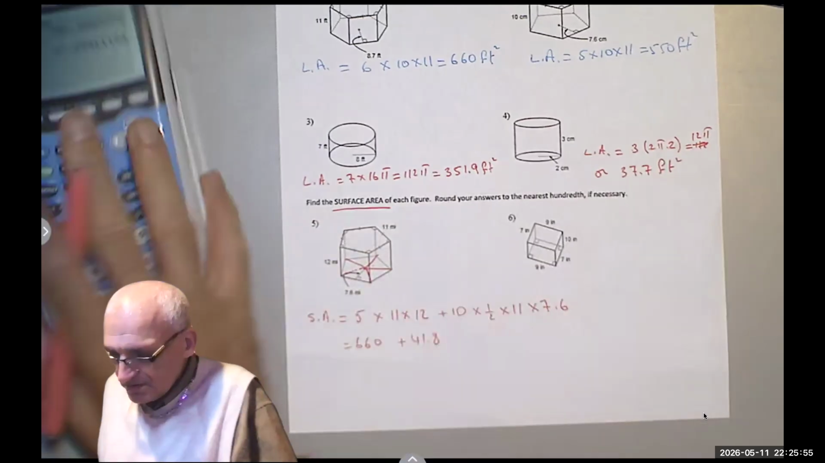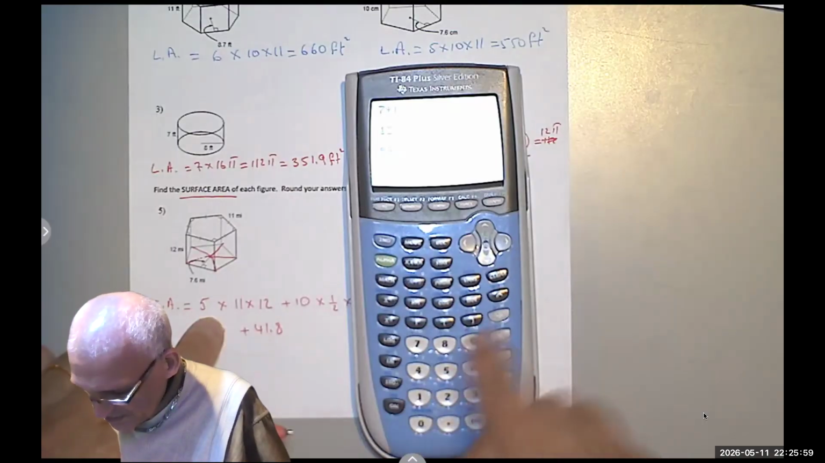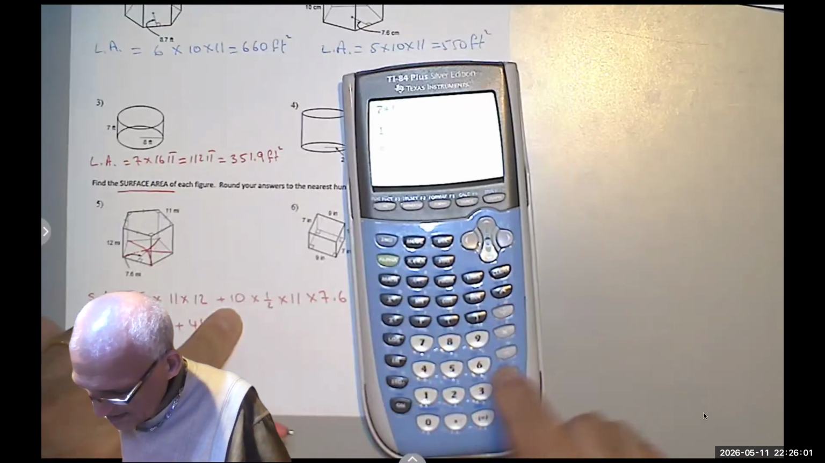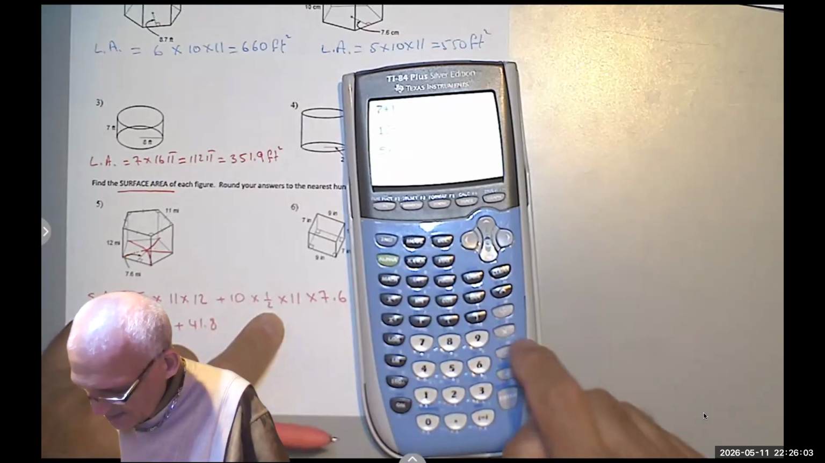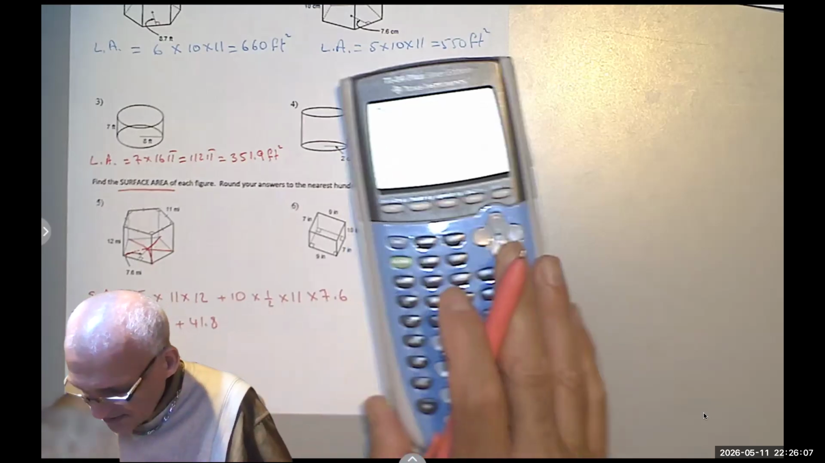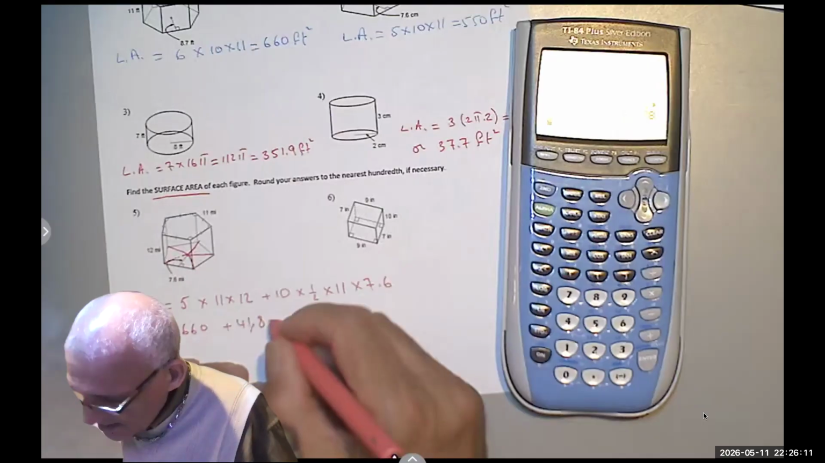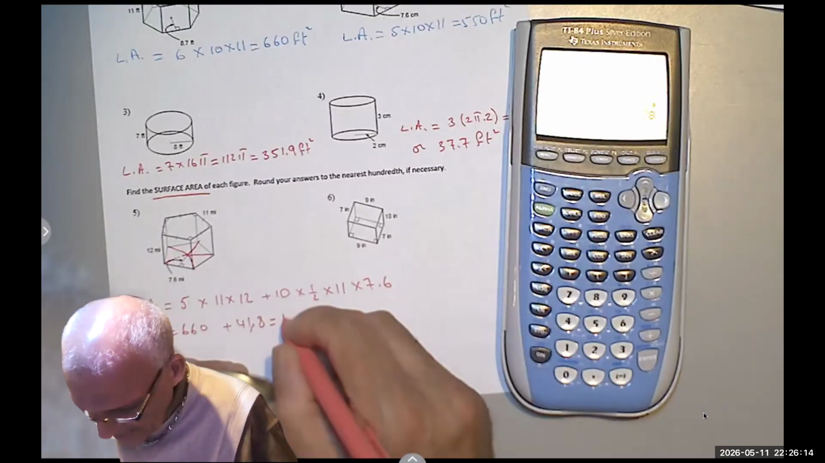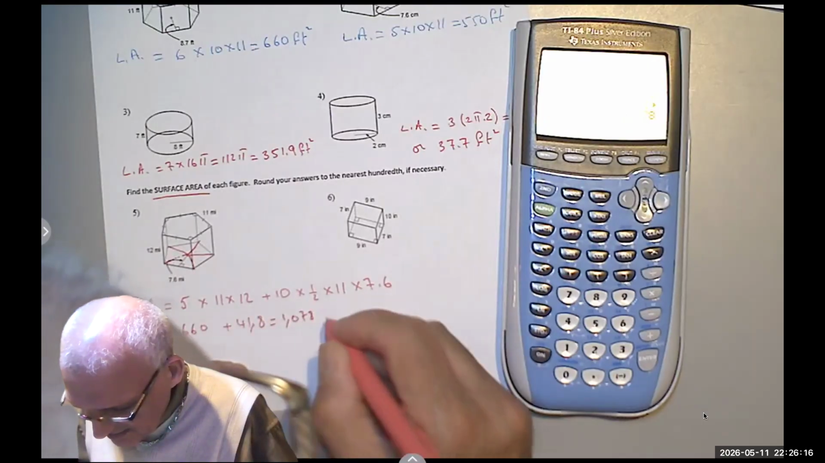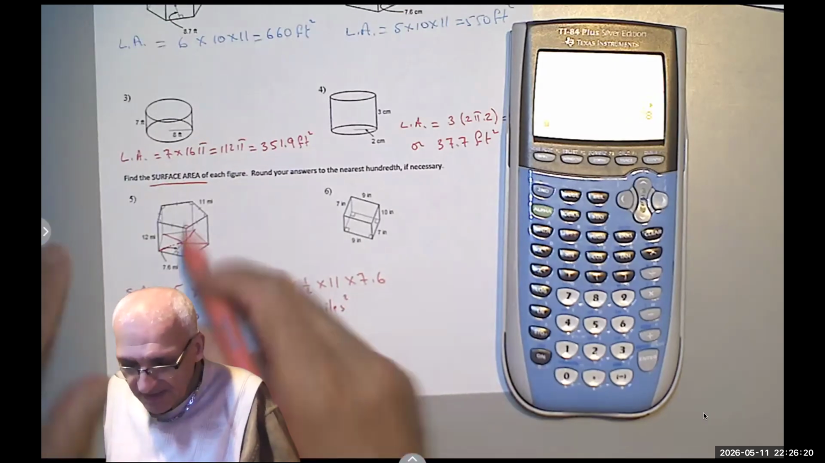Now let's do the calculator. 5 times 11 times 12 plus 10 times 0.5 times 11 times 7.6 equals 1,000, because that's 418 and I wrote it 41.8. That's what I thought. 1,078 square miles, or mi square.